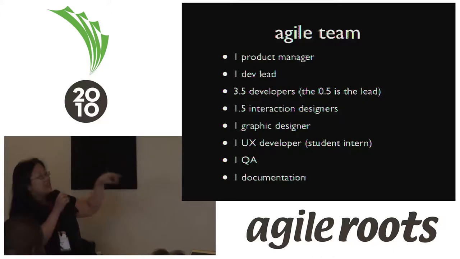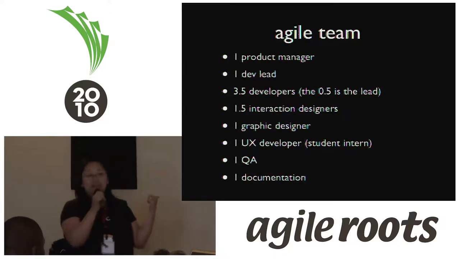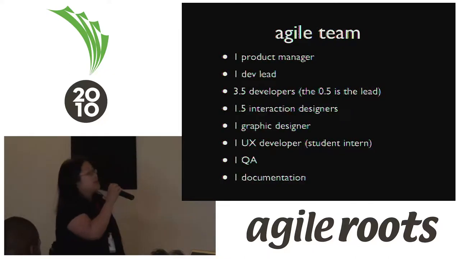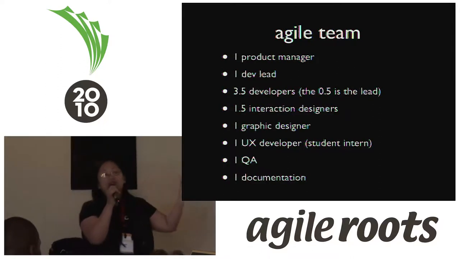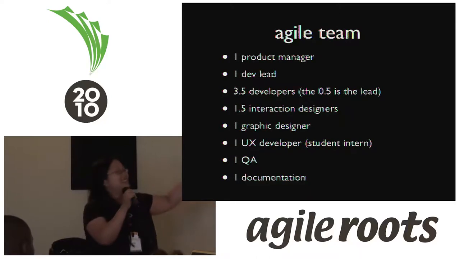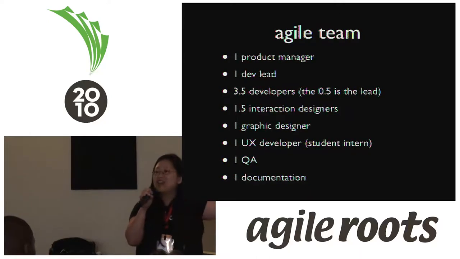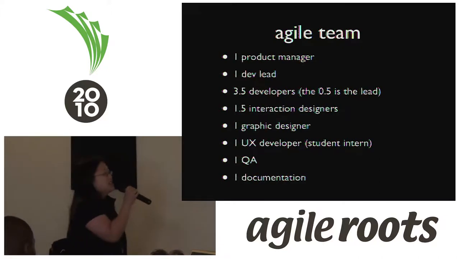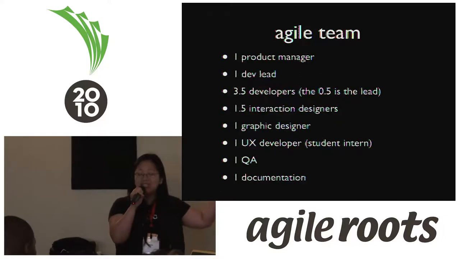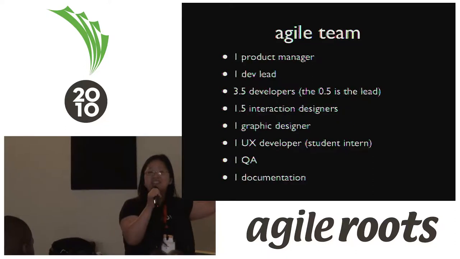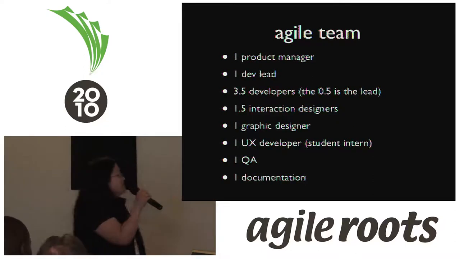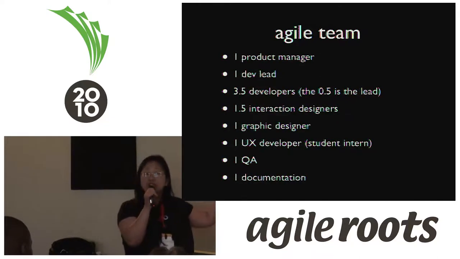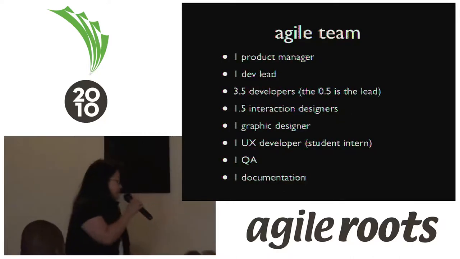Anyway, the Agile team that worked on the product example I'm going to describe consisted of a product manager, a developer who was the lead developer, what I call 3.5 developers. I'm saying the half because the dev lead only really coded half the time, and the other half of the time they were doing non-codey things. Similarly, 1.5 interaction designers, because my manager Lynn was the half on this, and so the other half of the time she was doing managey things. We had a graphic designer, our student intern, as I was saying, who was doing the design prototypes, a QA person, and a documentation person.